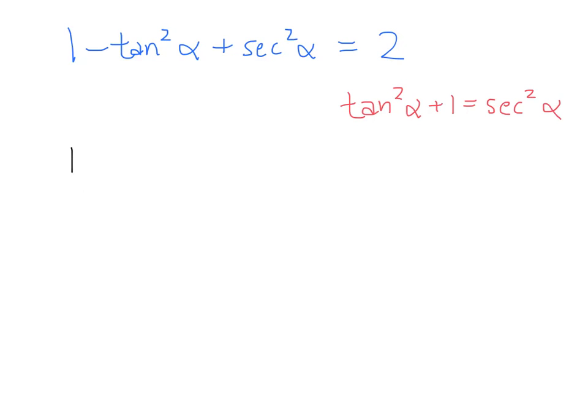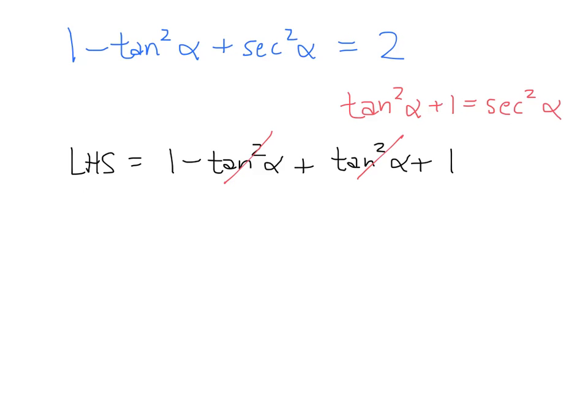So if we try that on our left hand side, we have 1 minus tan squared plus tan squared plus 1. But we see that our tan squareds cancel out, we've got a minus and a plus, and our 1 plus 1 is going to equal 2, which is our right hand side. And we're done again. So, knowing our Pythagorean identities really helps in these cases.